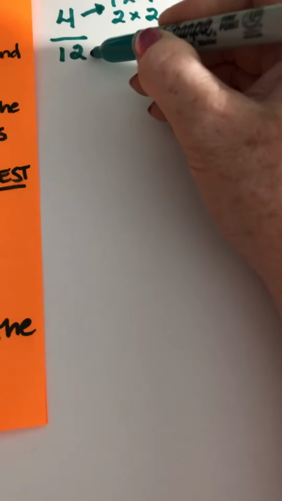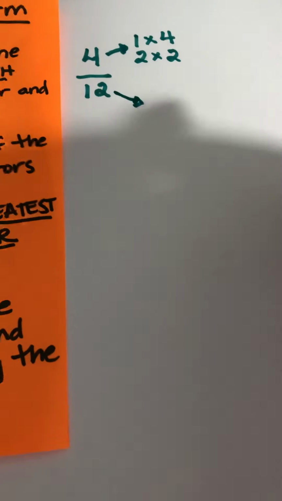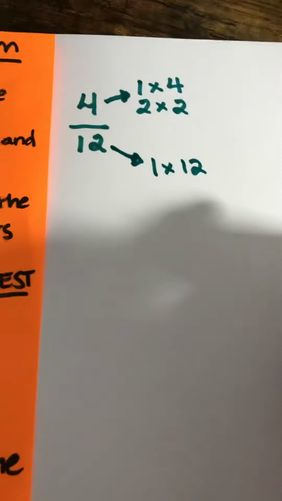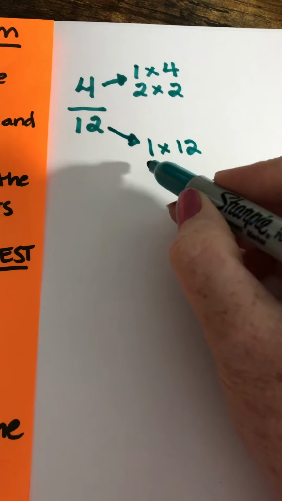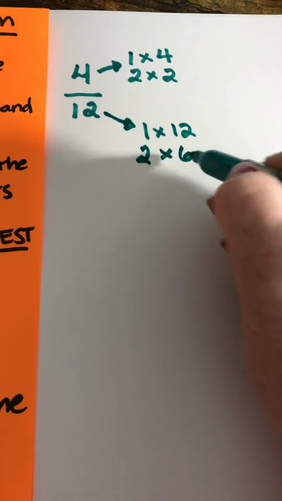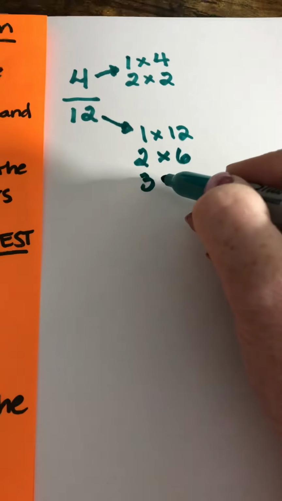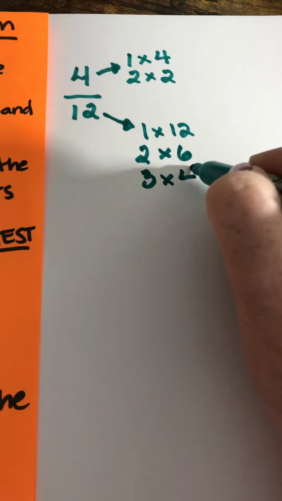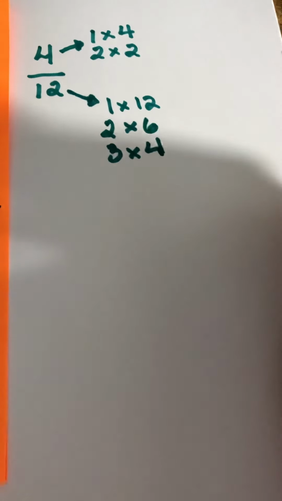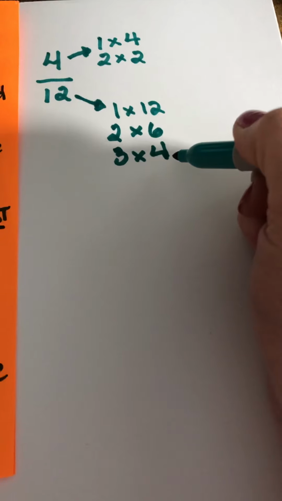All right, now let's find all the factors of 12. Well, we always start with 1 times 12. You want to give me another one? Think in your head. Well, can we do 2 times something? Yeah, 2 times 6. Another one? Yep, I can hear you screaming, 3 times 4. Okay, so we have 1 times 12, 2 times 6, and 3 times 4.